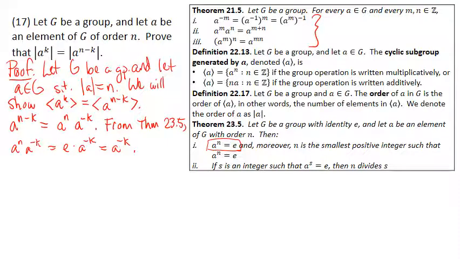Okay, so now that I've simplified a to the n minus k into just a to the negative k, I think it should be a little clearer why this is the case. If you look at what the definition of these cyclic groups are, it's just that element raised to every integer. So a to the k, if I raise that to every integer, is actually the same as raising a to the negative k to every integer. So let me just show you why that's the case. So then the cyclic group of a to the k is going to be a to the k to the n for all integers n in Z.